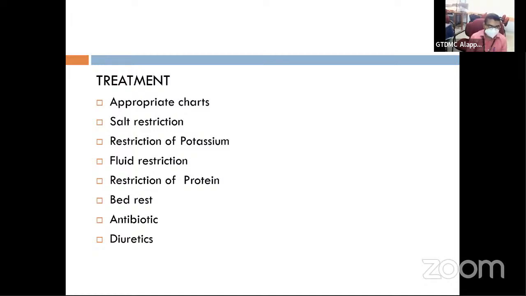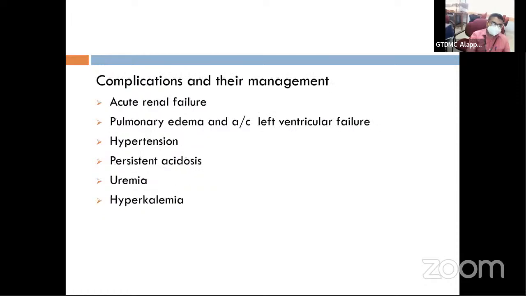So diuretics are indicated. Diuretics will decrease the edema and volume overload. The usually given diuretic is furosemide, at a dose of 2 milligram per kg per dose twice daily. So diuretics are usually given for PSGN. So this is the treatment for PSGN.